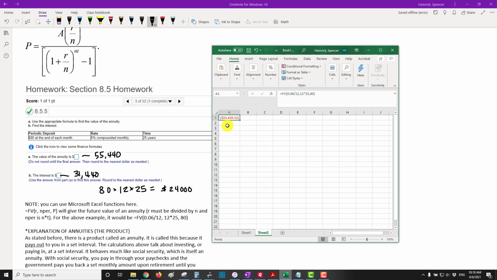Now, it's going to give a negative number here because it's saying if I put in a positive 80, that means there's $80 coming to me. Technically, if I'm paying $80, I should make that a negative 80, and all that would do is change that number into a positive. And so you see, just like that, by putting that in there, I get the same number, 55,439.52, which is what we got here. So I wanted to show you that little function in Excel, because I think it will save time. And if you ever have to do this in the future, this is really the way you would do it, as opposed to using that formula.